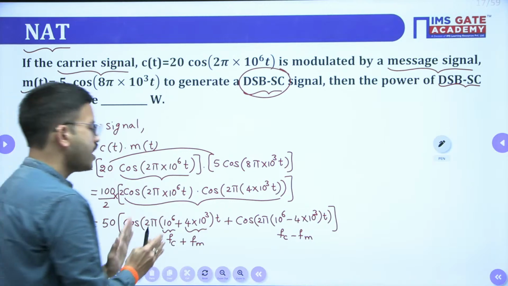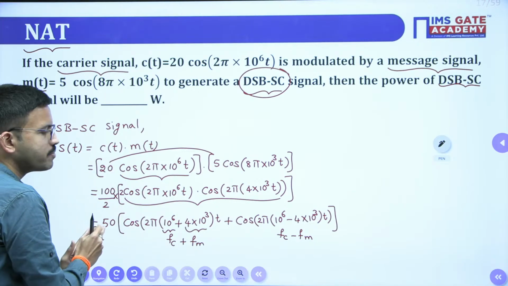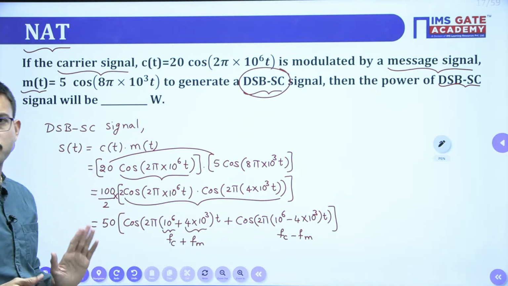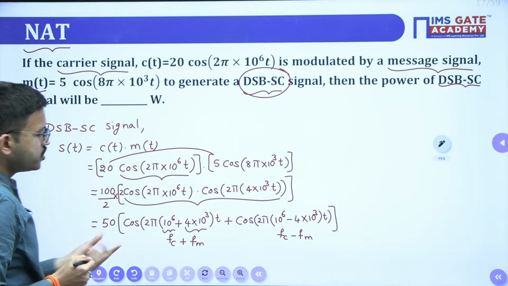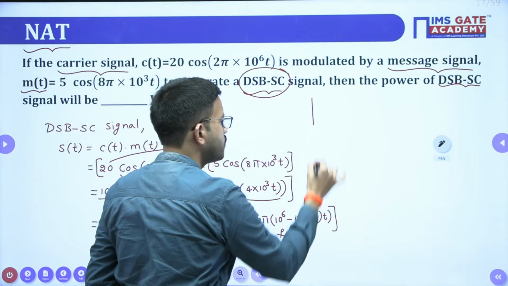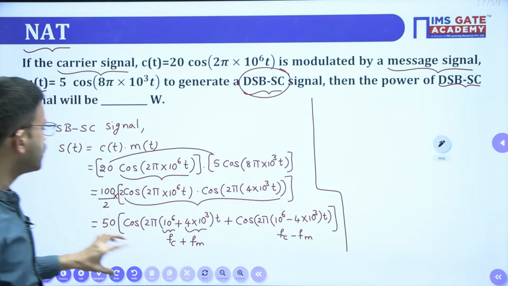We have the upper sideband frequency with its magnitude. Similarly, the lower sideband frequency has its magnitude. So that means this particular signal is nothing but DSB-SC. Now they are asking the power of this particular signal.